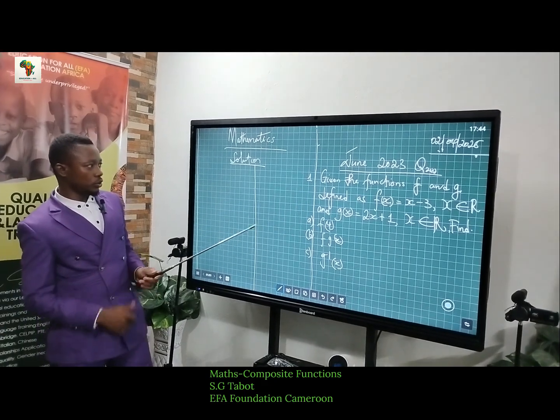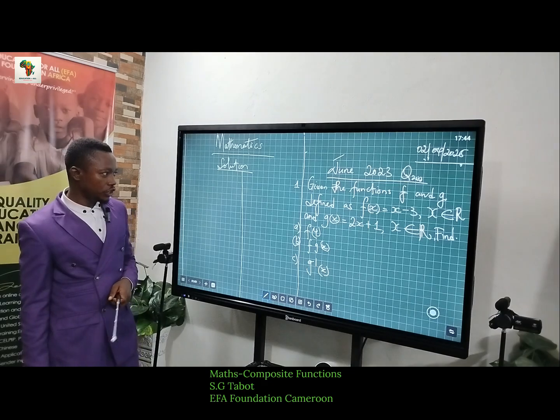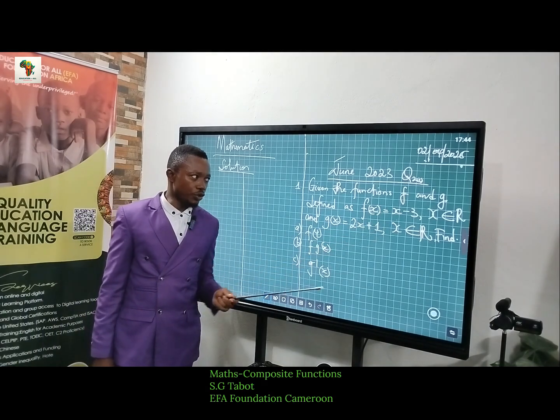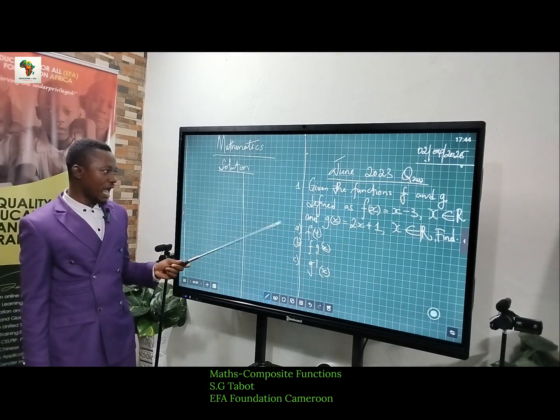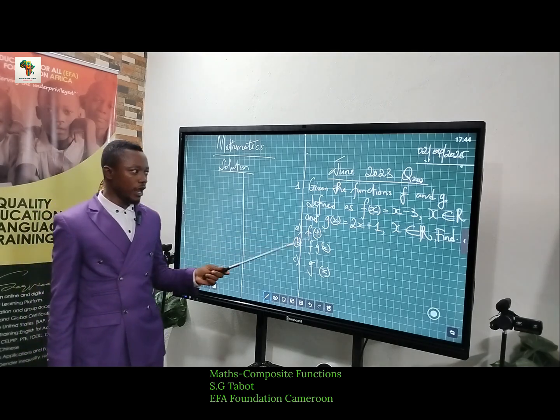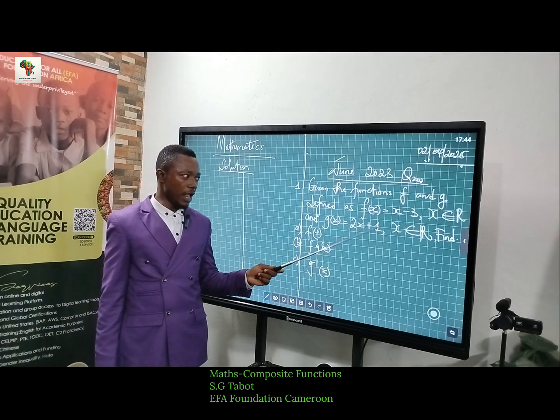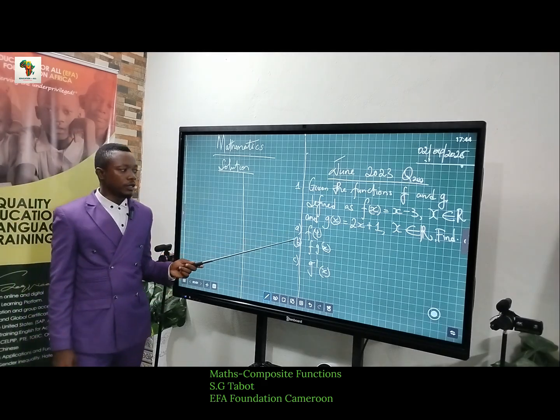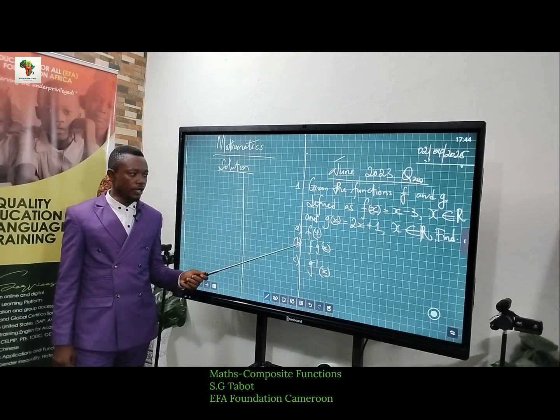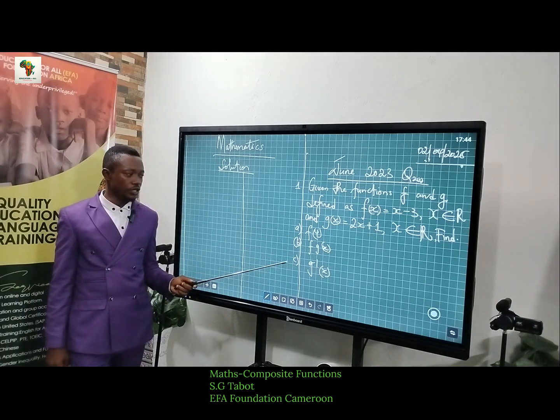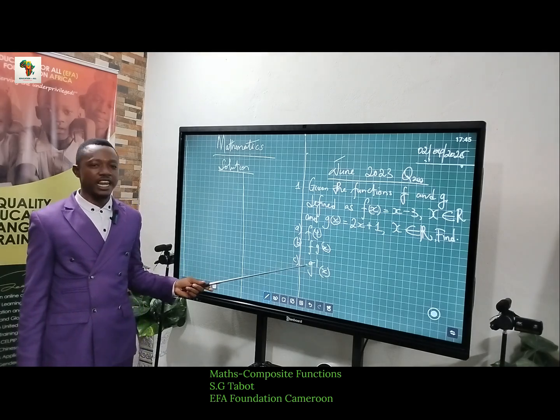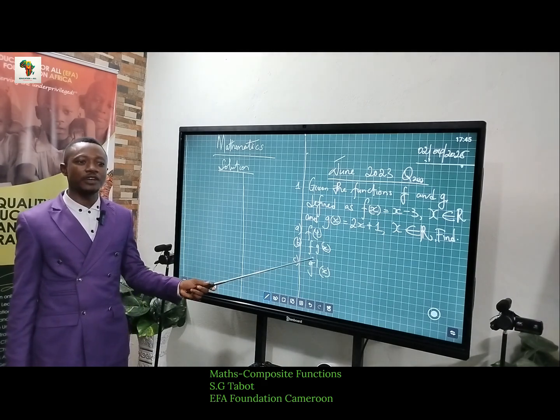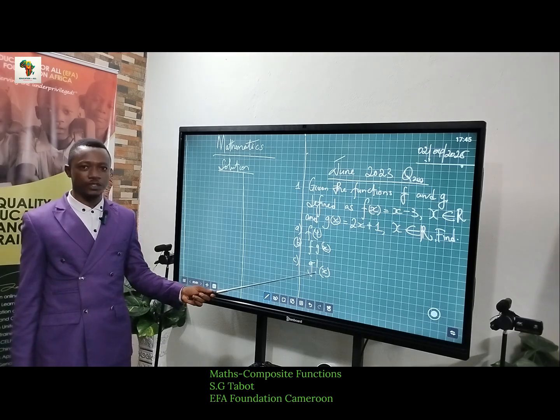When you read the question, you are given the functions f and g defined as f of x equals x minus 3, where x belongs to the set of real numbers, and g of x equals 2x plus 1, where x belongs to the set of real numbers. Find a, f of 4; b, f g of x; and c, g inverse of x. When you see this sign, it's the inverse. The g with the sign up here is the inverse of g of x. You're looking for the inverse of this function.